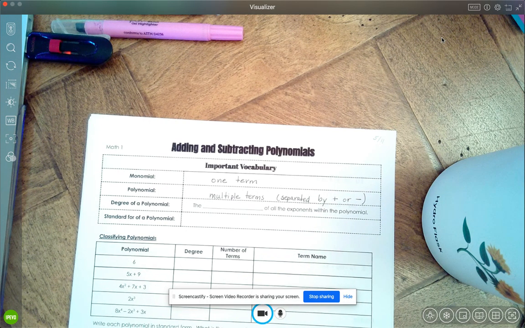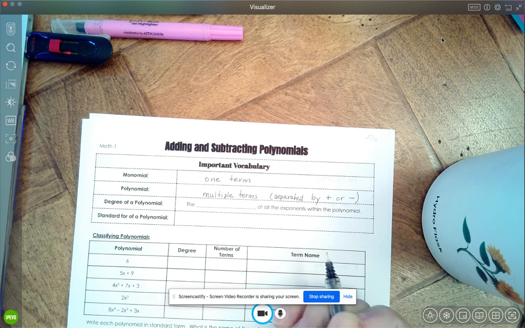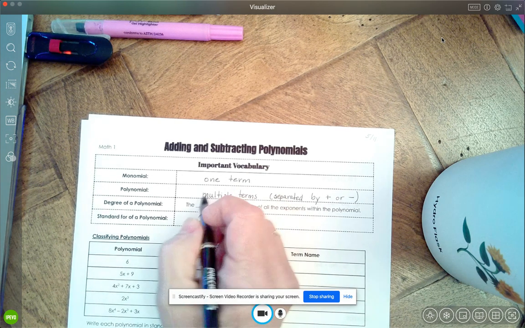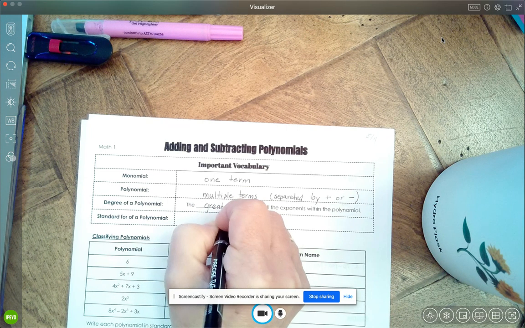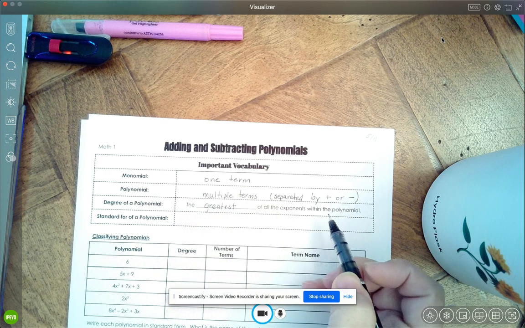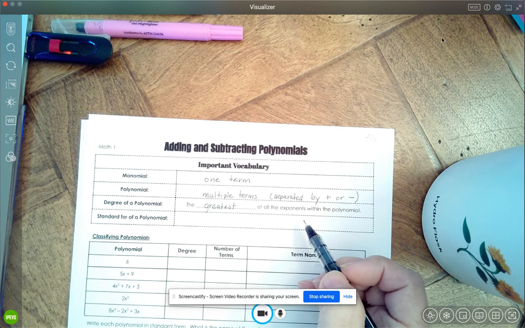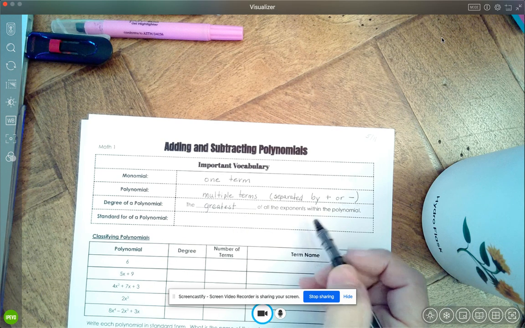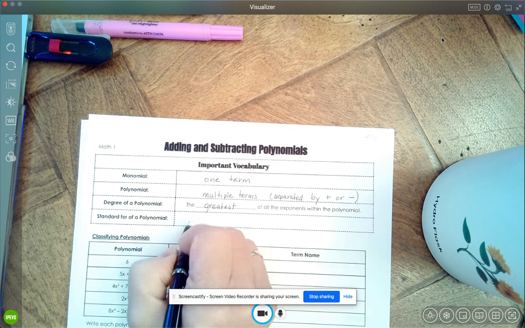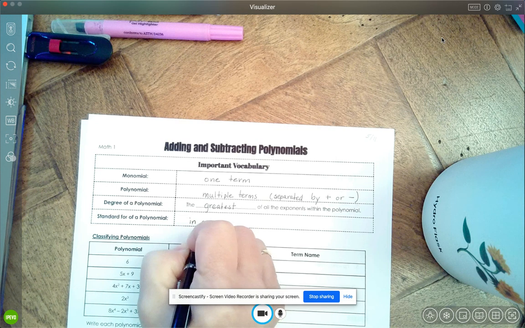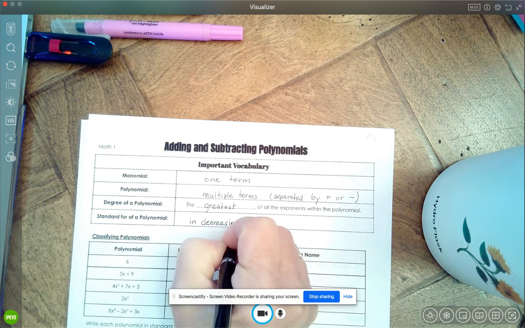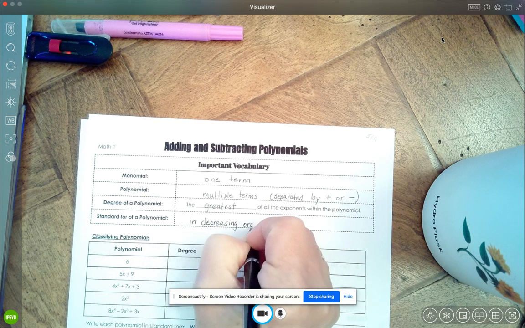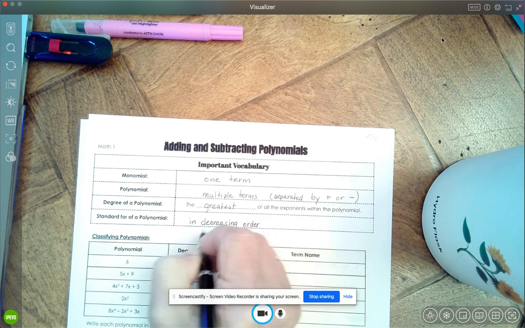The degree of a polynomial is the highest of all the exponents within the polynomial, or the greatest of all the exponents, okay? And you'll see exactly what I mean here in a little bit. The standard form of a polynomial is in decreasing order of the exponents.